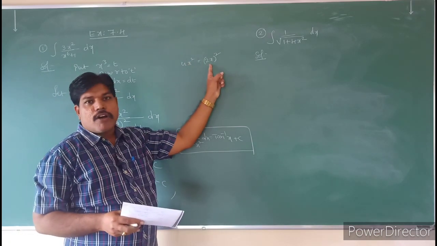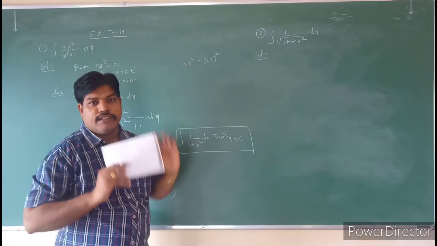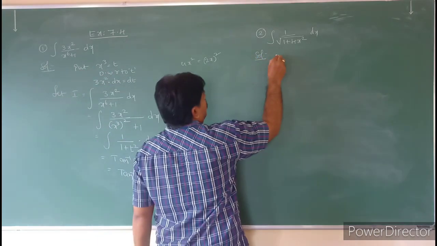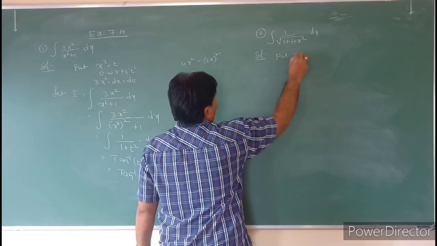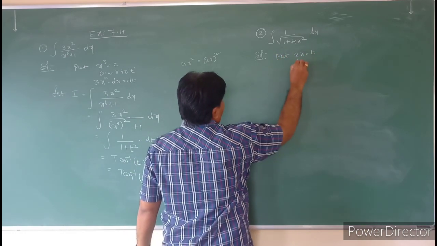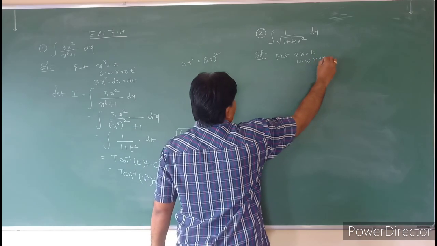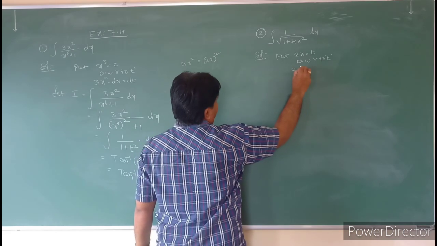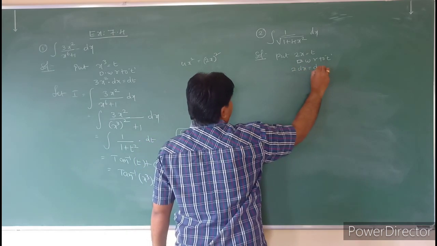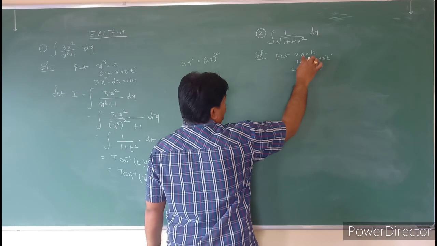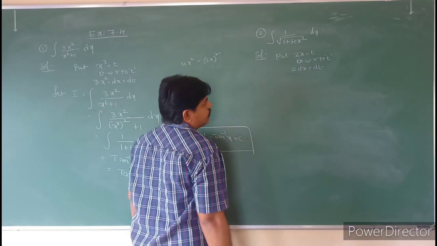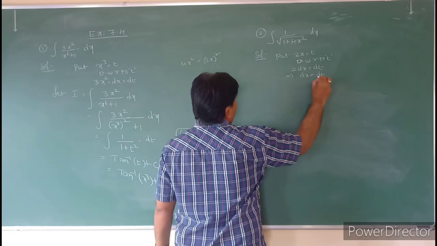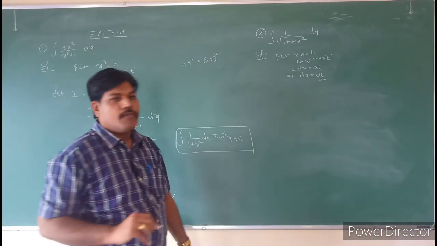4x square can be written in the form of 2x whole square. This 2x I will take as t. Understand that? I will take 2x is equal to t. So first we will put 2x is equal to t, differentiate with respect to t: 2 into dx is equal to dt, 2 into the derivative of x, 1, into dx is equal to dt. So that implies dx is equal to dt by 2. The dx value will become dt by 2.